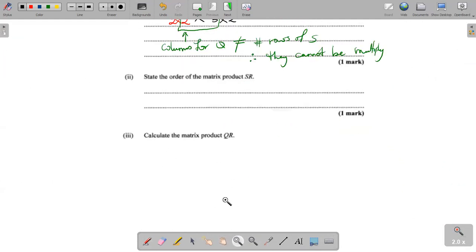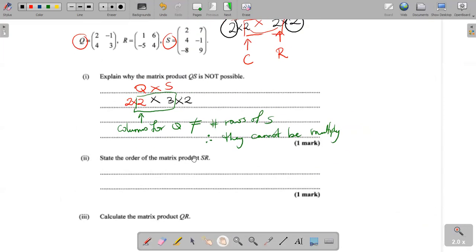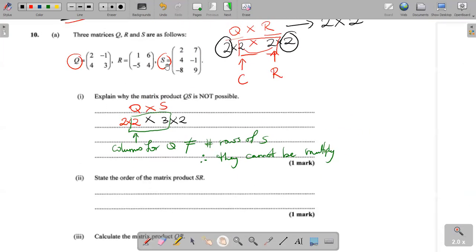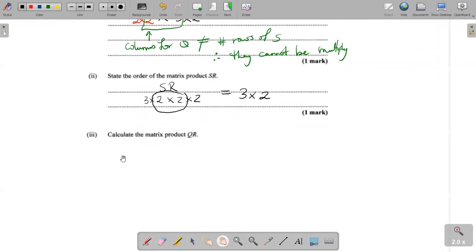So let's do this one together then. State the order of the product SR. What is SR? We know S is a 3 by 2 times R is a 2 by 2. So somebody tell me the answer. These match, so we know they can multiply. So what's the answer for the order? SR is going to be a 3 by 2. Excellent. Very good.